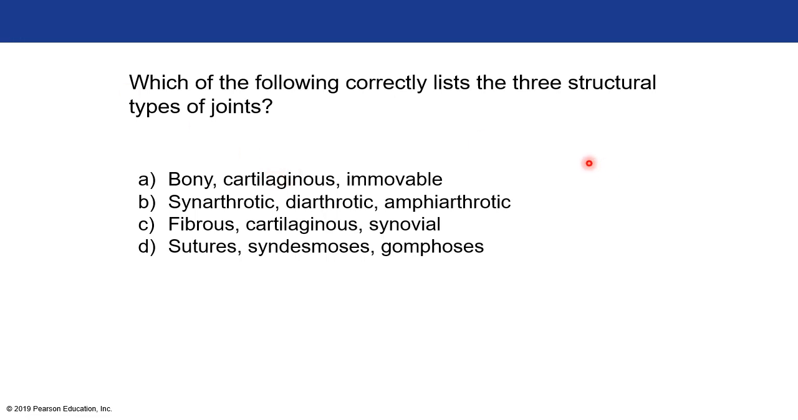So, what is the answer to this question? Which of the following correctly listed the three structural types of joints? C. Everybody said C. It is C.